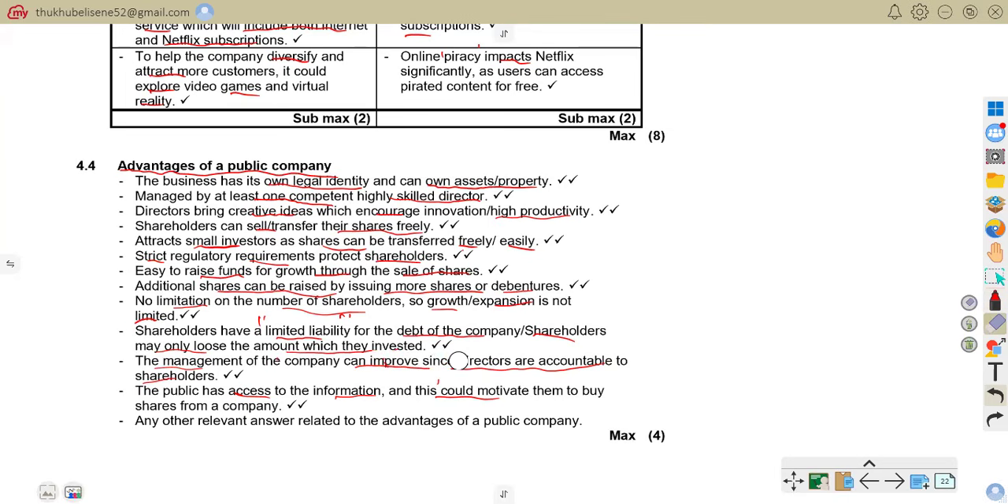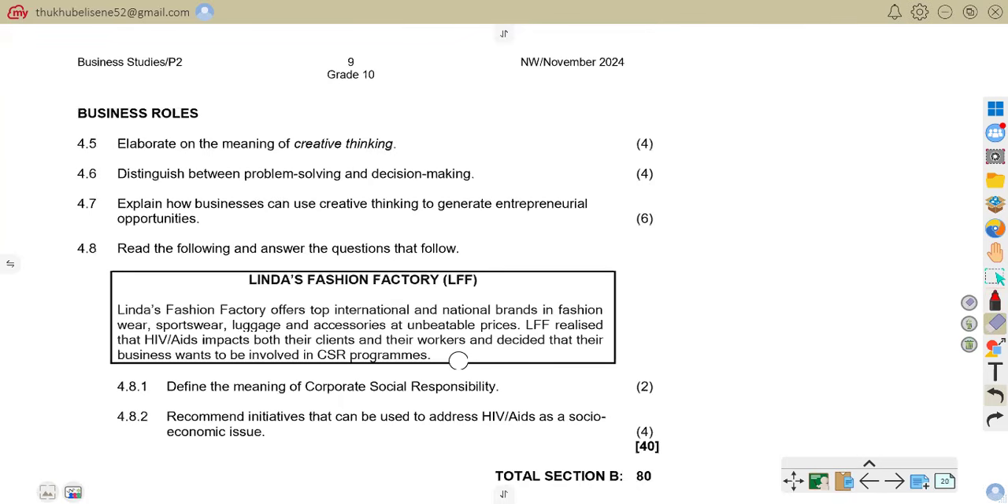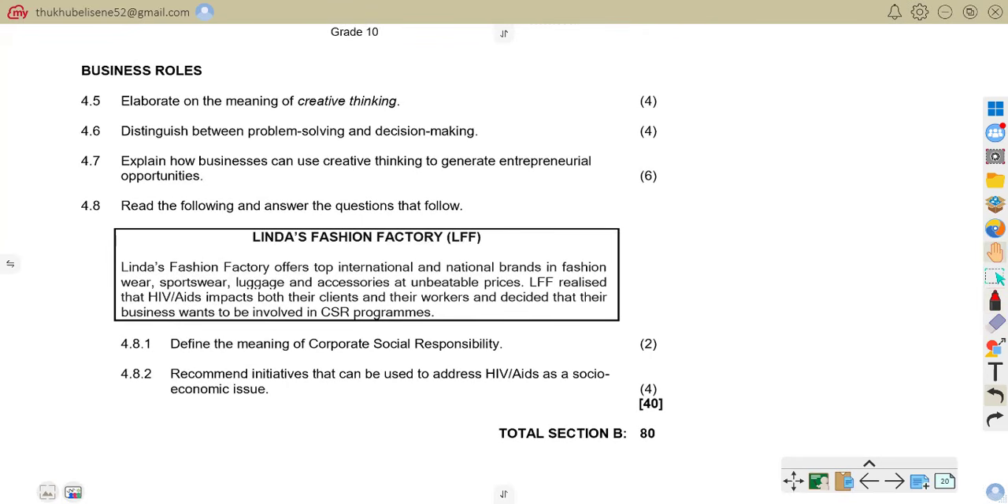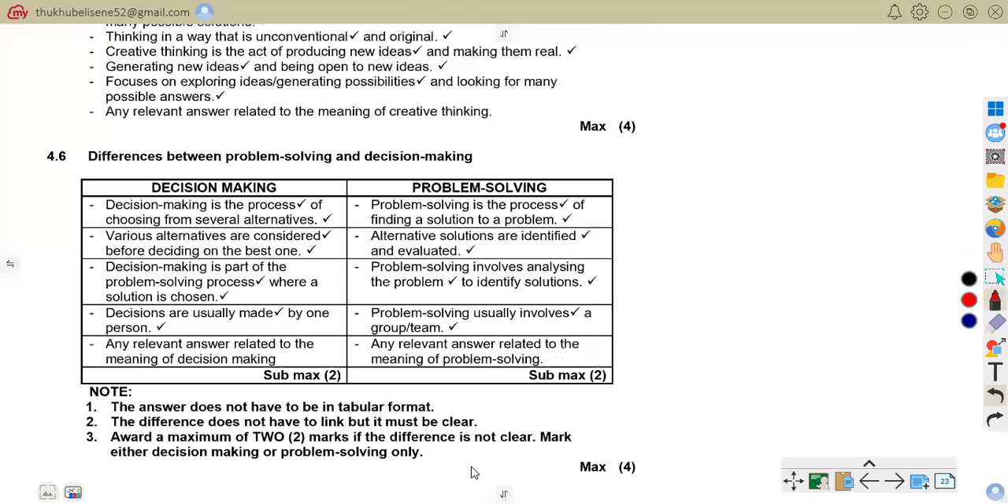So now let us move on to 4.5. Here we are on 4.5, and in 4.5 we are to elaborate on the meaning of creative thinking.